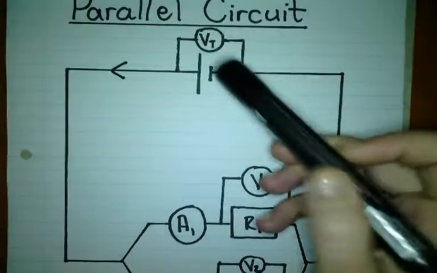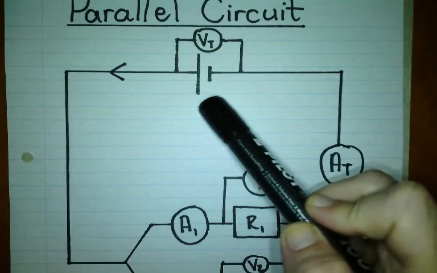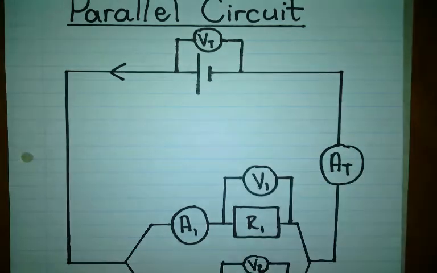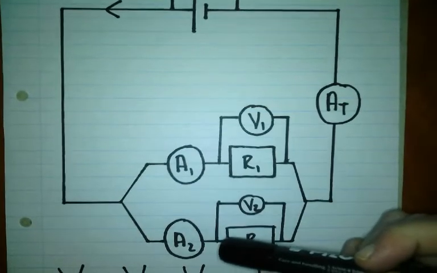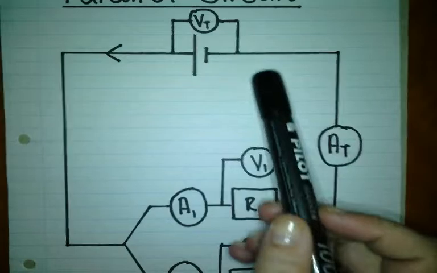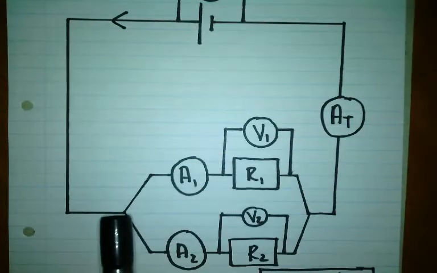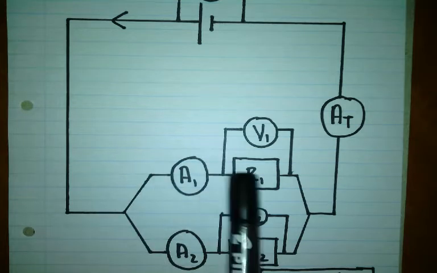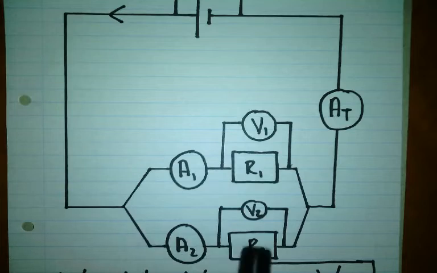Right, so here we have a total volts, which is given by the cell. This is exactly the same as it was in a series circuit. The difference comes in here where I have my resistors. So if an electron goes through the cell and it gets here, the electron can either go up or it can go down. If it goes up, it gives all its energy to resistor 1. If it goes down, it gives all its energy to resistor 2.